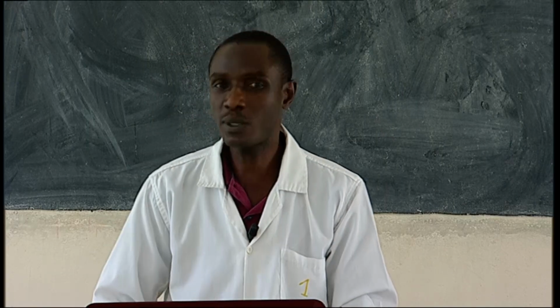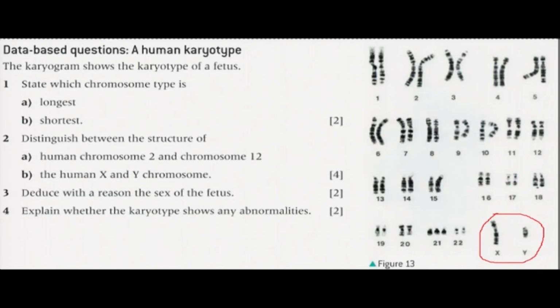So, 1, they are looking at chromosomes. These are pairs, could be homologous, but the question is, when we look at them, which one is the longest, then the shortest. Distinguish between the structure of human chromosome number 2 and chromosome number 12. So can we look at the sets? Number 2 is here. And where is number 12? Here. Number 12.